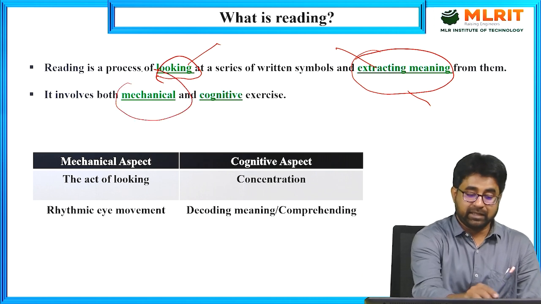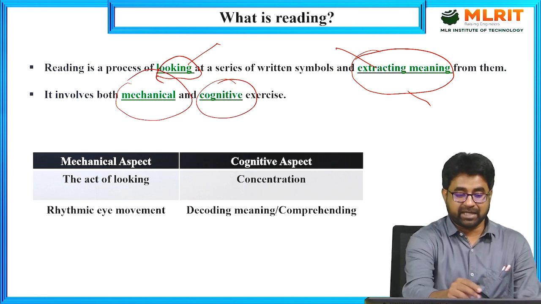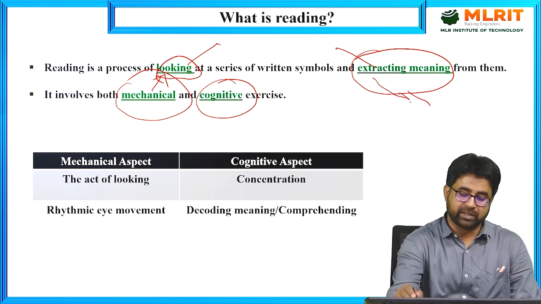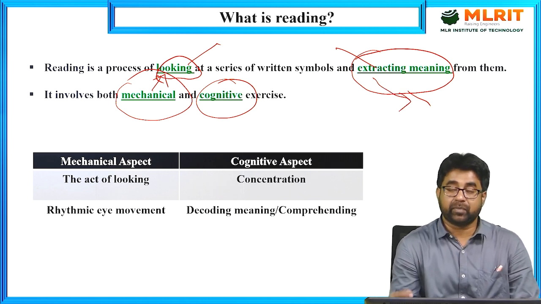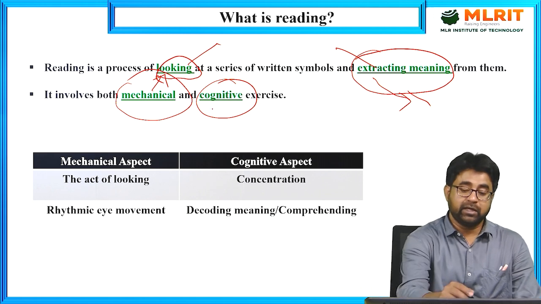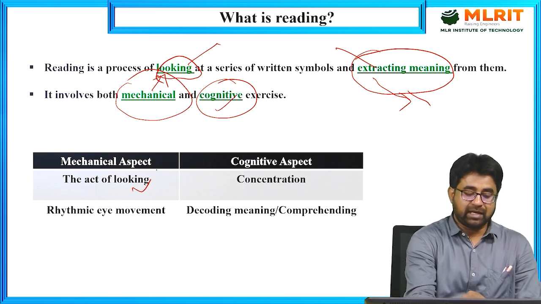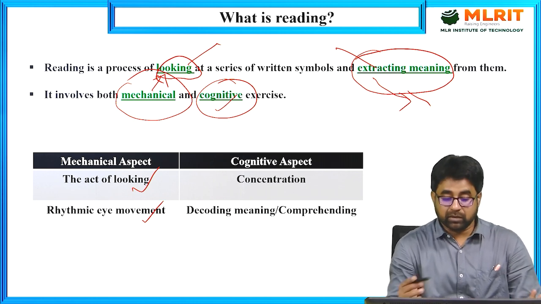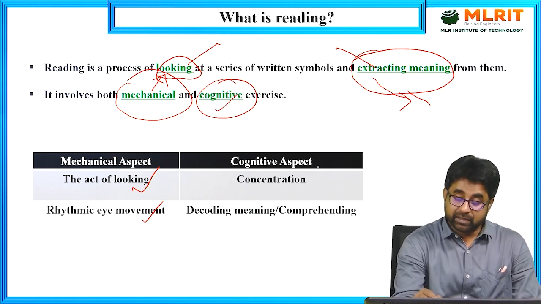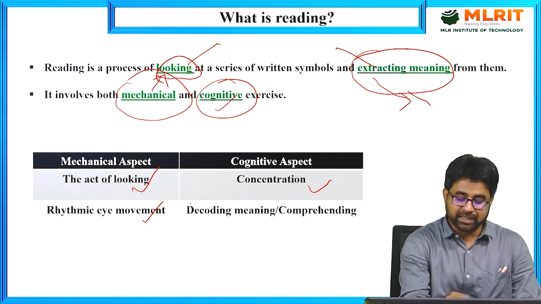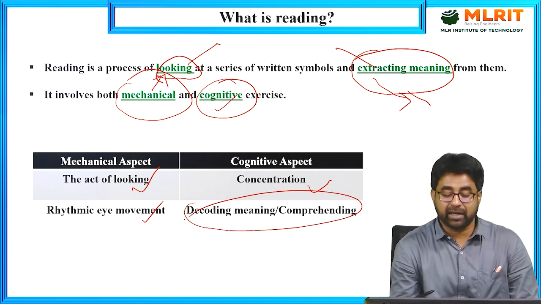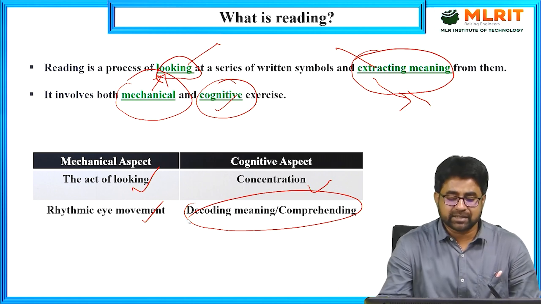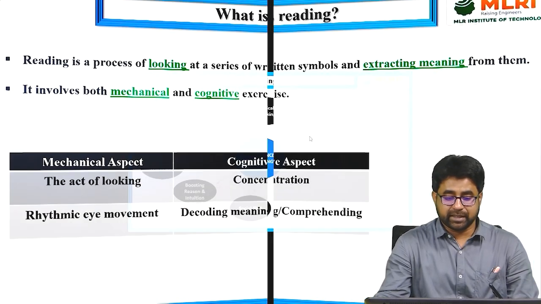So it involves a mechanical and a cognitive aspect. The mechanical aspect is nothing but the act of looking, and the cognitive aspect is understanding whatever we are reading. The process of understanding is a cognitive exercise, right? So the act of looking and rhythmic eye movement are all related to the mechanical aspect of the process of reading. And when it comes to the cognitive aspect, it's basically decoding the meaning or comprehending the meaning. That is the cognitive aspect of reading, right? So let's move to the next slide and see what is there.